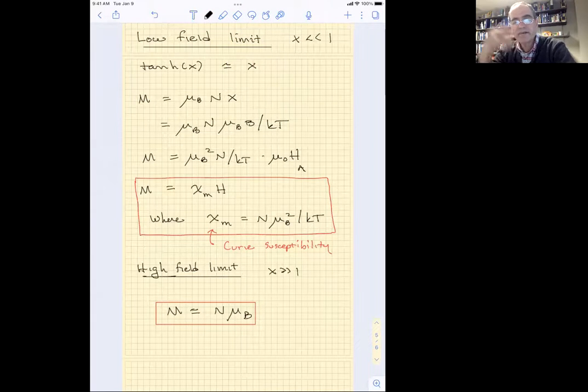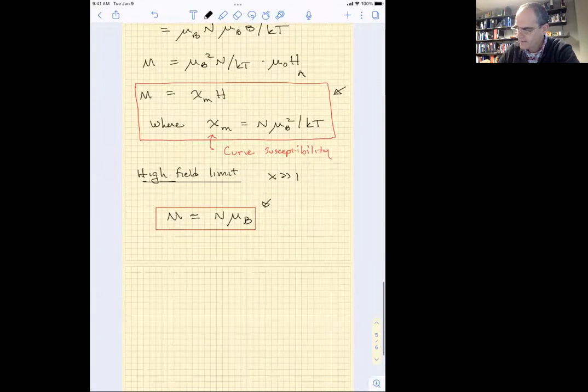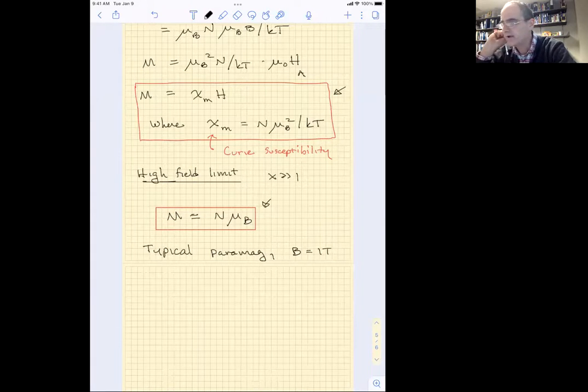Finally, here's an interesting question. If we think of a typical paramagnet and a typical magnetic field, is it likely to be in the low field limit, or is it likely to be in the high field limit? Which of these two answers do we need to pay the most attention to? Well, we can easily see this. Let's take a typical paramagnet, like the one that we just described, and a typical field, which here we'll take to be a pretty strong field, but one that's easily attainable in the laboratory, of 1 Tesla.